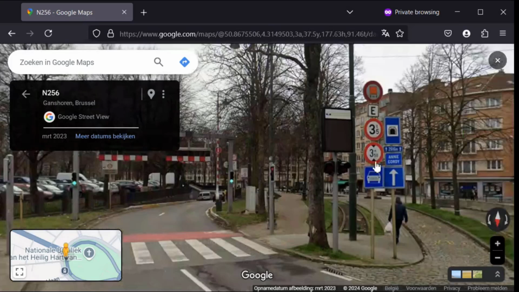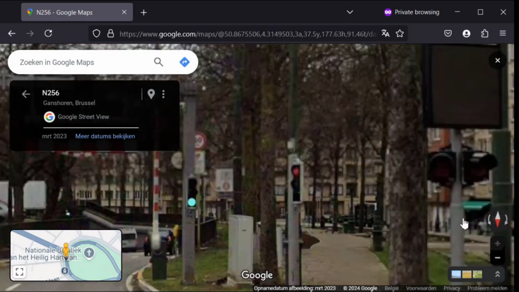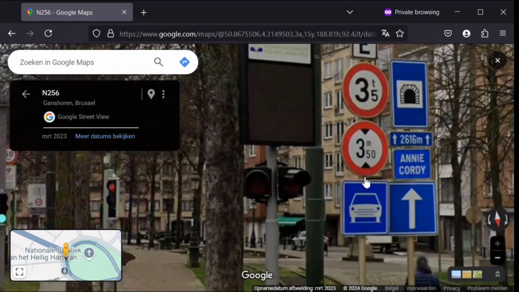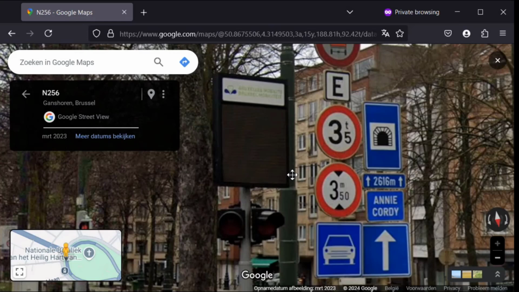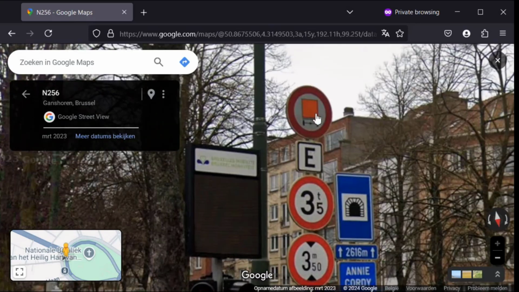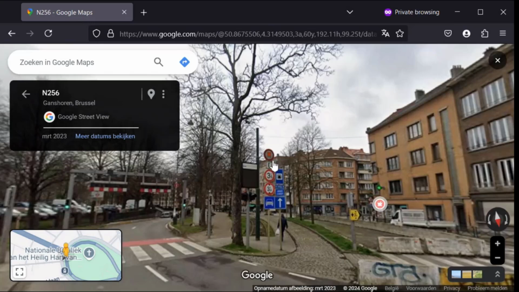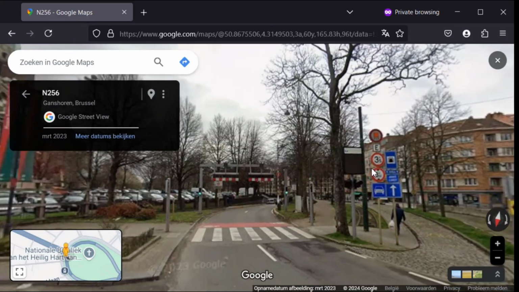So what prohibitions do we see here? The prohibition for vehicles which are more than 3.5 meters in height, which means trucks will not be allowed. Again, vehicles which are more than 3.5 tons, which means again the trucks are not allowed on this road. And this is a prohibition for vehicles which are carrying pollutants, dangerous goods. So these are red color prohibition boards. Any vehicle that belongs to these categories is not allowed to drive on this road.